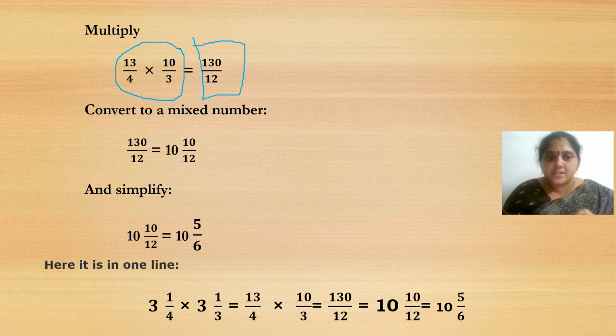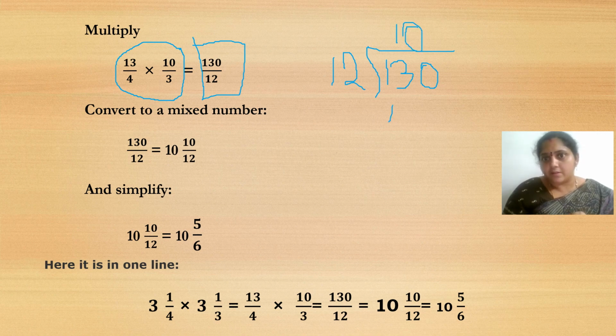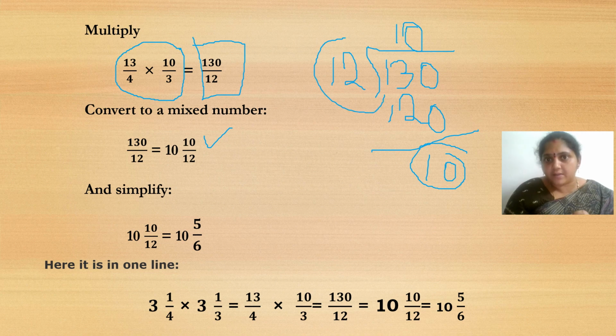Now you have to convert this into a mixed fraction. How are we going to convert this? So 12 will be your divisor, 130 will be your dividend, right? 12 tens are 120 and your balance is 10. How will we write this as a mixed fraction? The remainder will be your numerator, the divisor will be your denominator, and your quotient will be your whole number. So your answer is 10, 10 by 12.